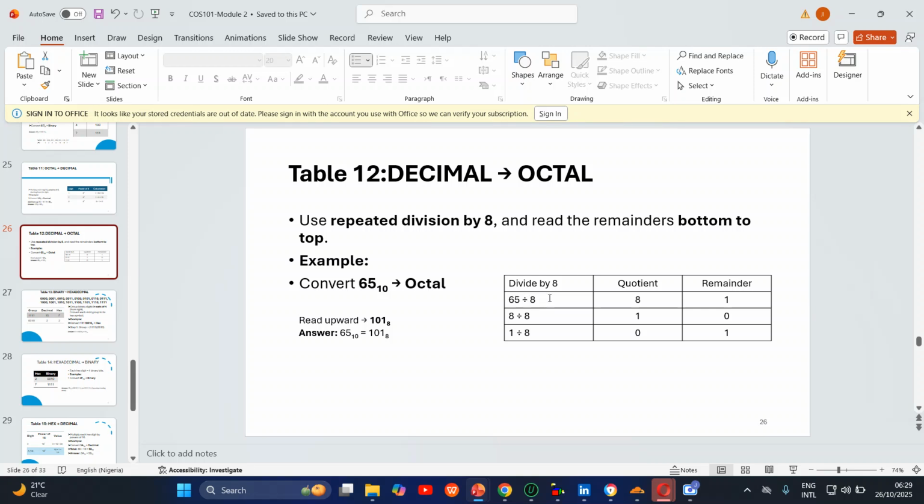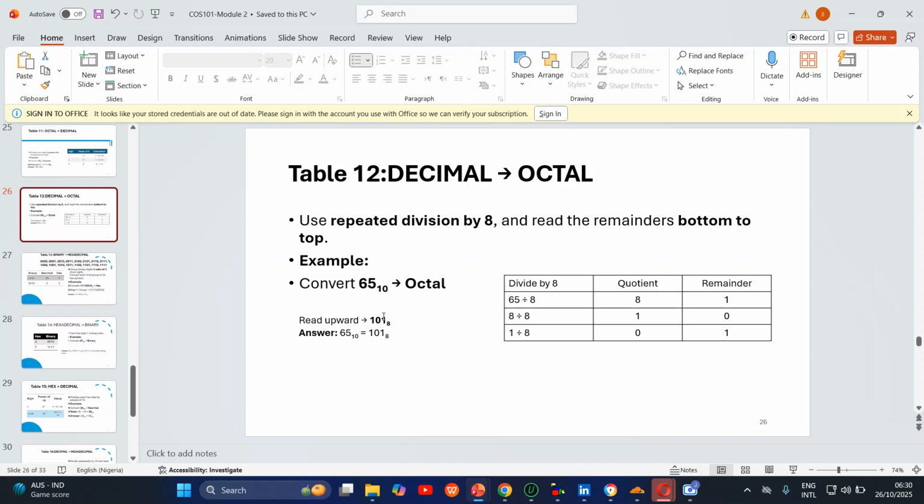Now if you're dividing it, right, so we have 65 divided by 8, then we have 8, so we have 8 divided by 8, we have 1 remainder 0, and then 1 divided by 8, we have 0 remainder 1, right? So if you're taking from bottom to up, we have 101 base 8. So that is how it works, right? 101 base 8. And this falls within the range of this 8, right?